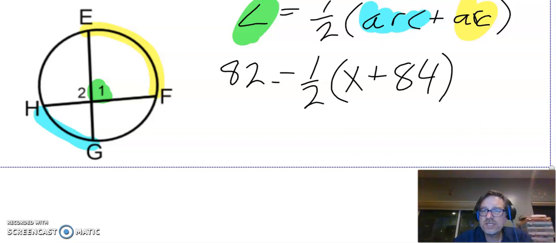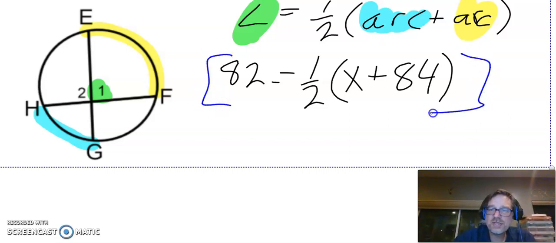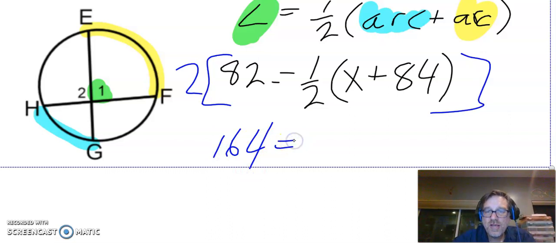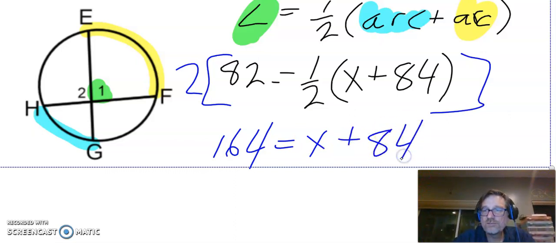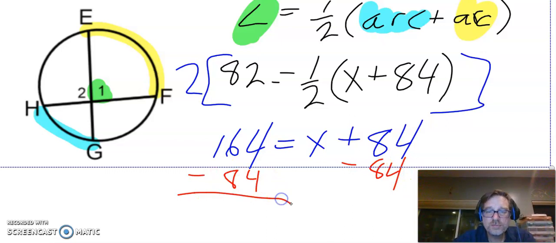So instead of distributing into the parentheses, I am going to clear the fraction by multiplying everything by 2, the denominator. So 82 times 2 gives me 164. 2 times 1/2, that half cancels out. That's the whole reason I multiplied by 2. And that leaves me with x plus 84. We are now going to subtract 84 from both sides. Minus 84, minus 84. And so then we find out x equals 80.